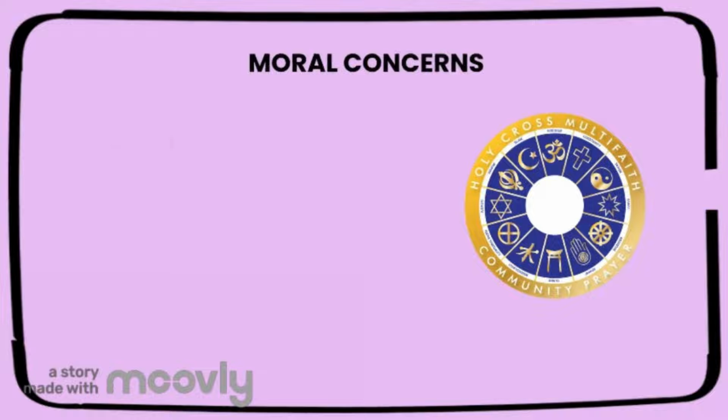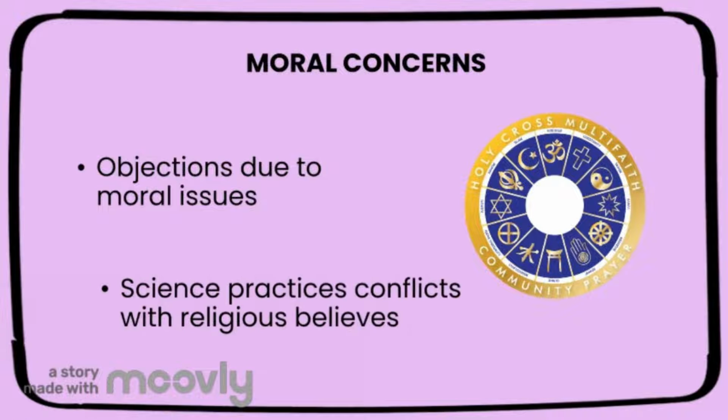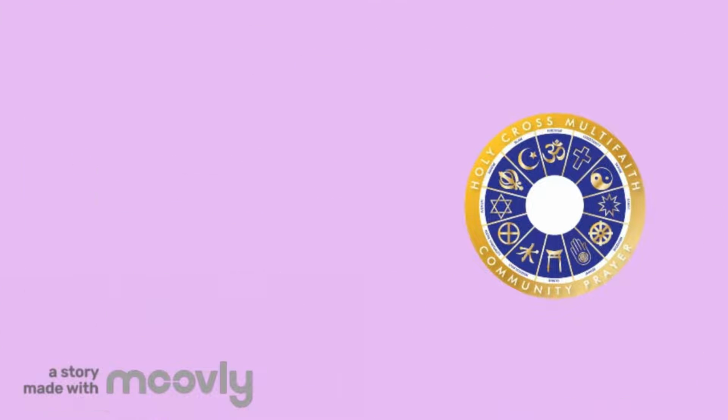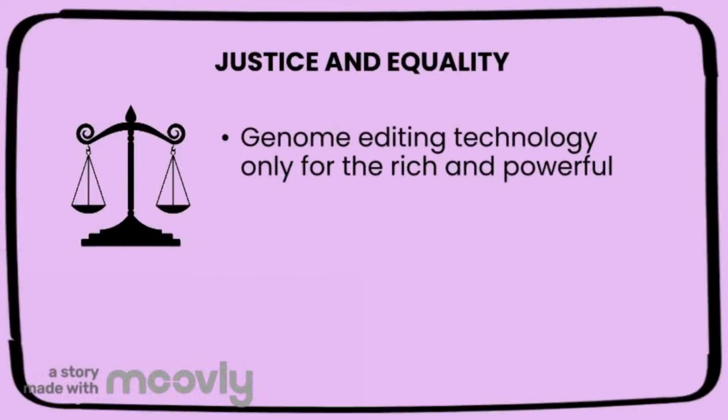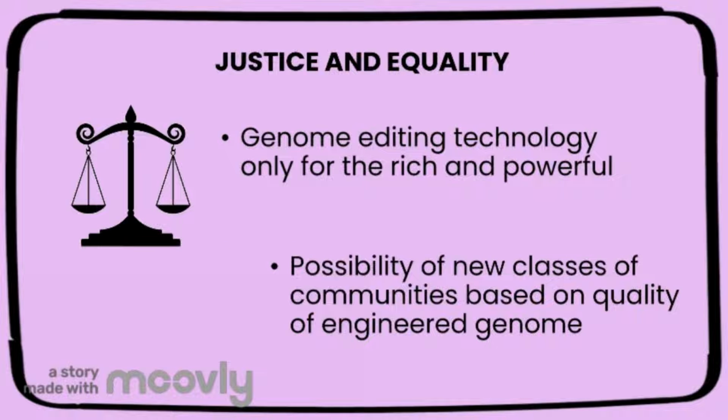The second ethical concern is religion or moral concerns. Objections will arise due to moral issues. This is because science practices conflict with religious beliefs most of the time. The final concern is equality. It is possible that this new technology would only be available to the rich and powerful, thus creating new classes of community based on the quality of the engineered genome.